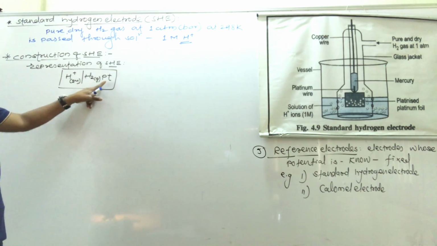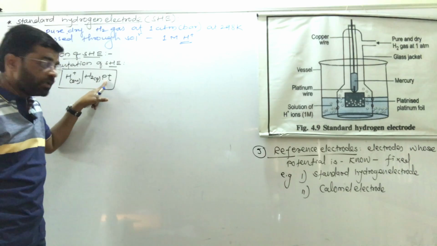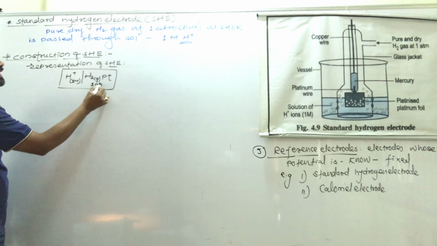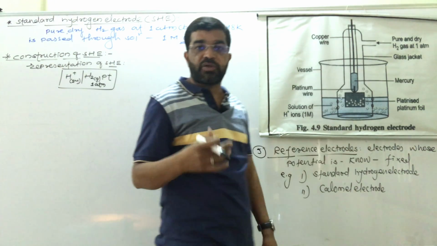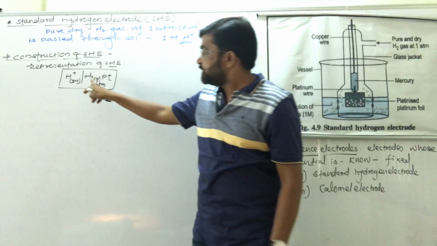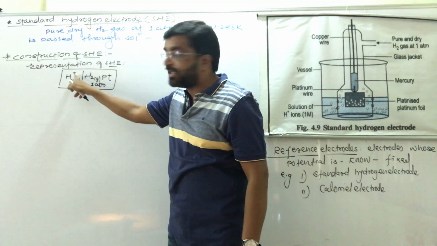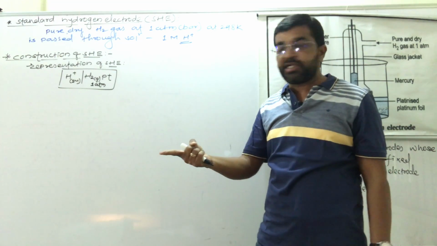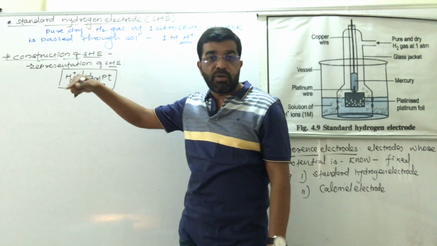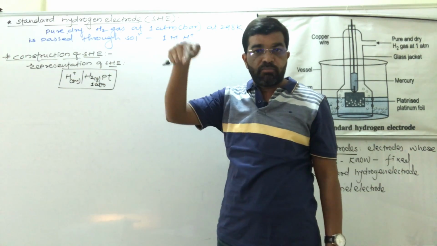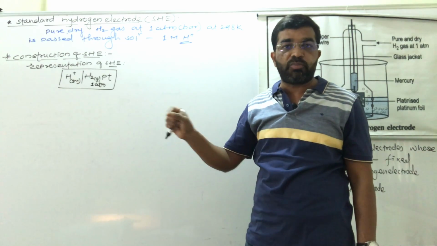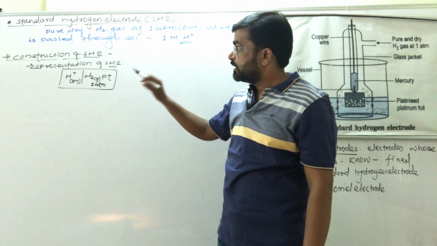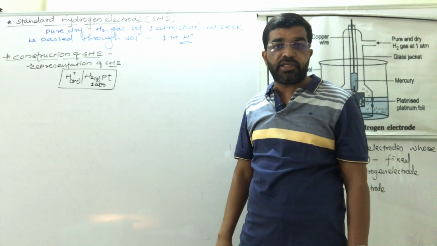So don't forget, inert platinum electrode. Around this inert platinum electrode, hydrogen gas is bubbled. Hydrogen gas is bubbled at 1 atmospheric pressure or 1 bar pressure. Then this is in direct contact with the solution containing H plus ion of unit activity or 1 molar concentration. So here H2 gas is bubbled around platinized platinum foil, through the solution of 1 molar concentration of H plus ion. Okay, that is nothing but the representation of standard hydrogen electrode.